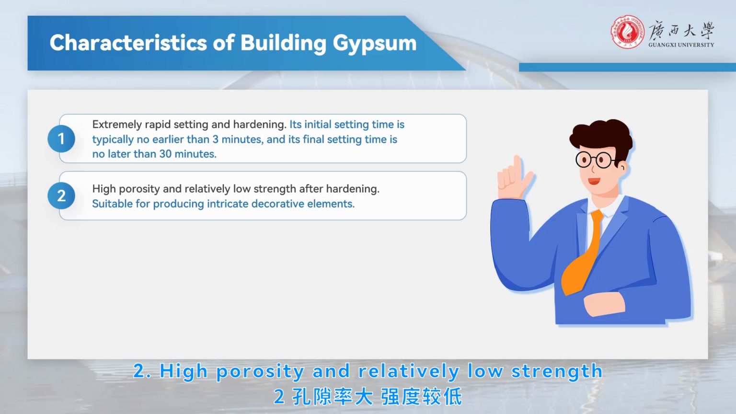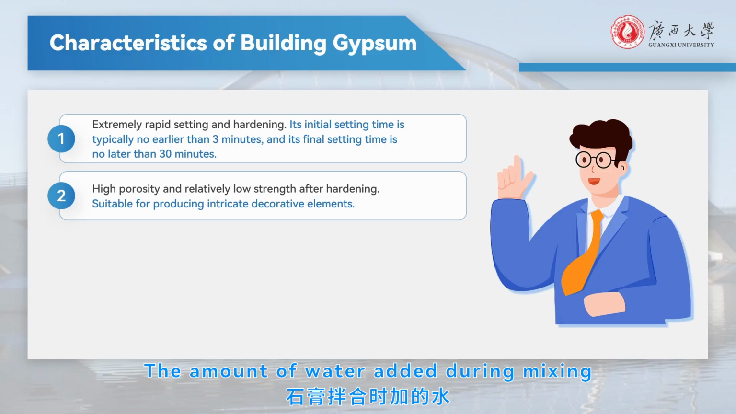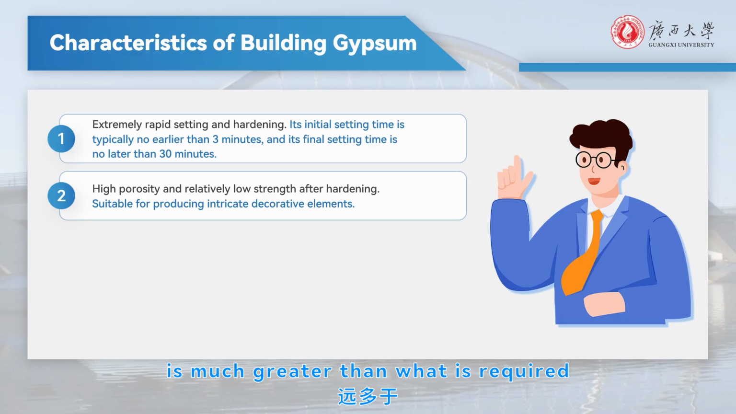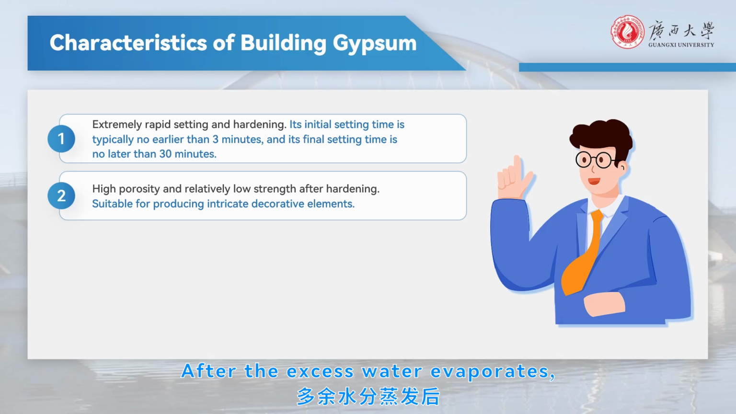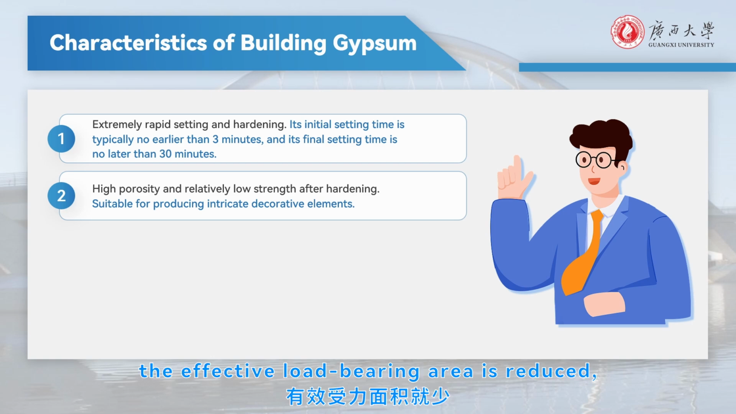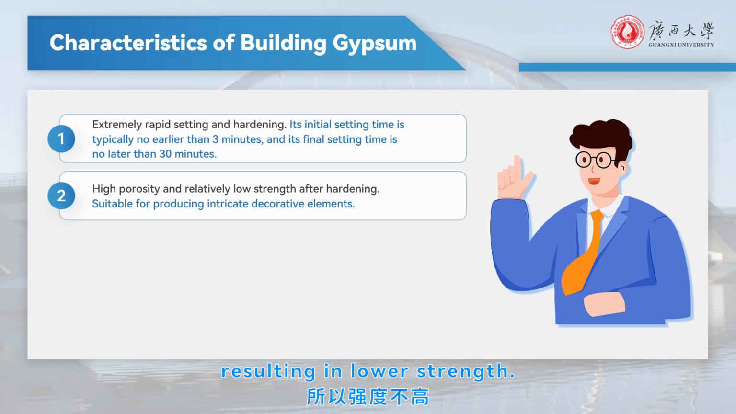2. High porosity and relatively low strength. The amount of water added during mixing is much greater than what is required for the chemical reaction. After the excess water evaporates, a large number of pores remain. With more pores, the effective load-bearing area is reduced, resulting in lower strength.